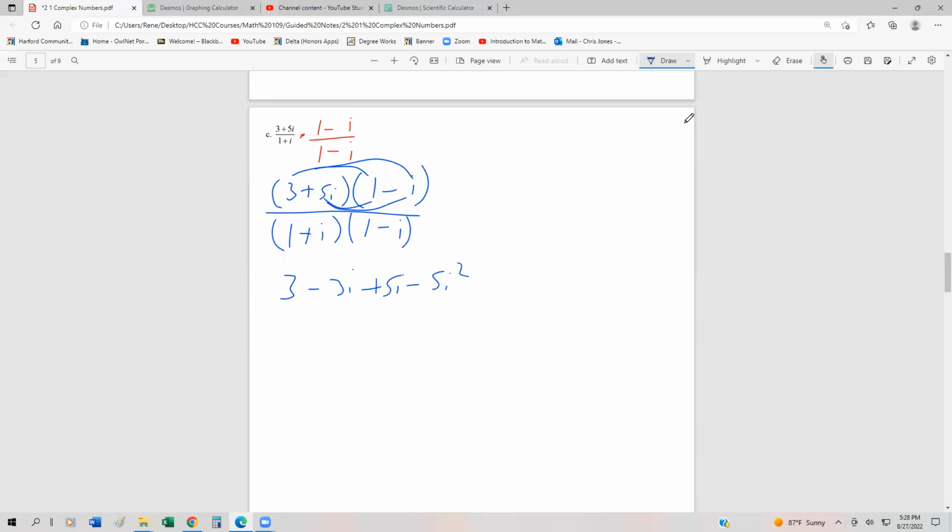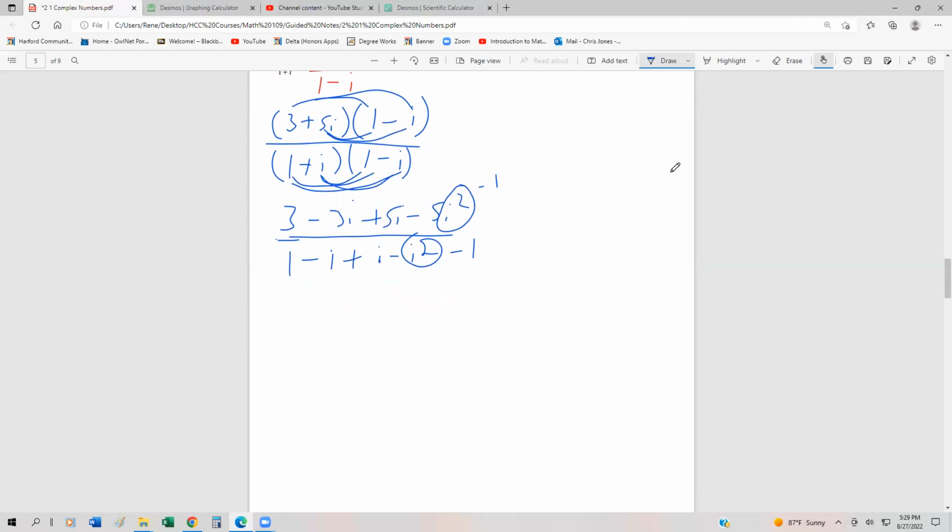Now what we're going to do is FOIL the denominator, and we're going to see that some good stuff happens. So we have 1 times 1, which is 1. 1 times negative i is negative i. i times 1 is a positive i. And then finally, i times a negative i is a negative i squared. All right. Now, of course, we remember that i squared is negative 1. And in this example, we have two negative 1s.